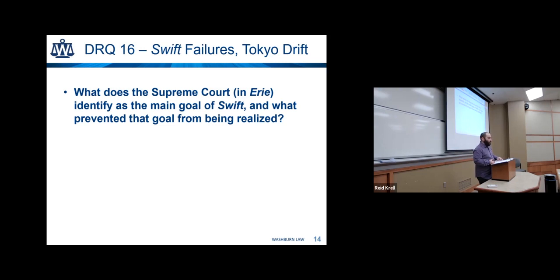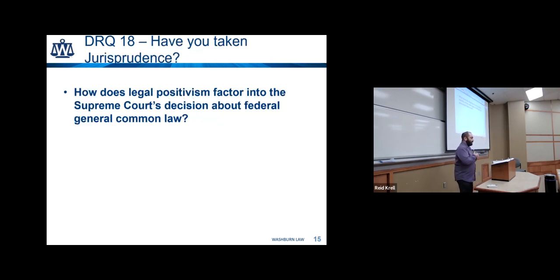All right. So just to recap, to make sure that we're all on the same page: the goal of Swift is to create uniformity. The problem with that is that by empowering the federal courts at the expense of state courts, the Swift regime created a space where uniformity was impossible. Okay? And so we're going to be coming back to this, so don't leave it alone, but we're going to let it go for now. So okay, Ms. Duncan, I would like you to take the court's statement in.